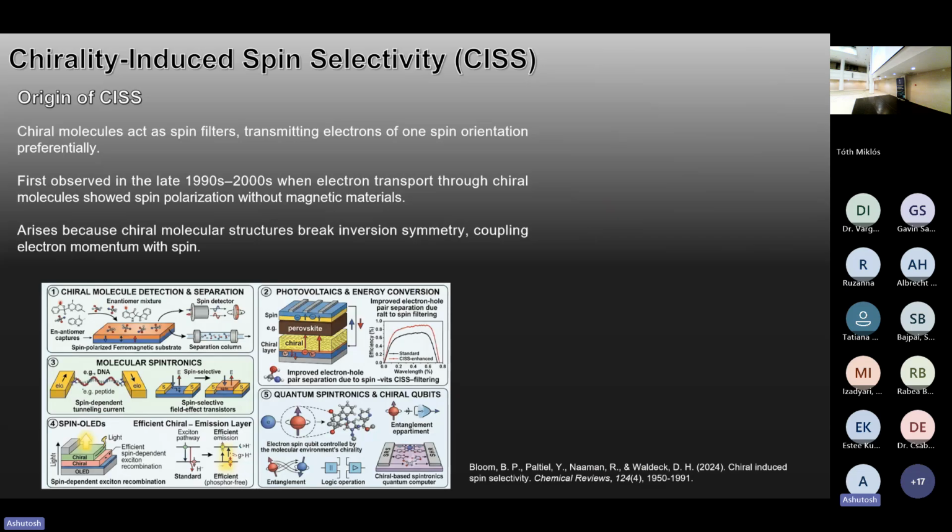There are lots of applications which are being explored for this phenomenon, such as chiral molecule detection, photovoltaics, and molecular spintronics. And what we are working on currently is organic LEDs, which are green LEDs. And then we have quantum spintronics and chiral qubits. So lots of work is going on across the globe to harness this technology in various domains.